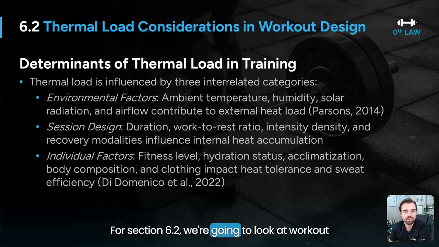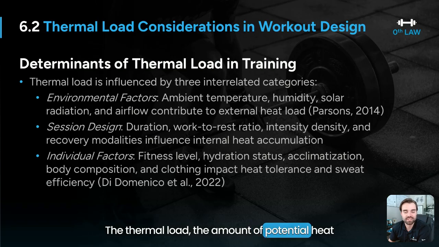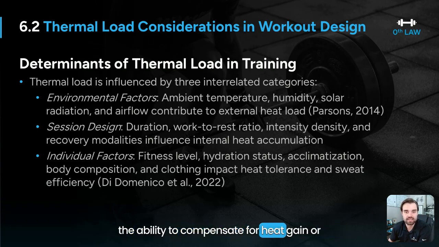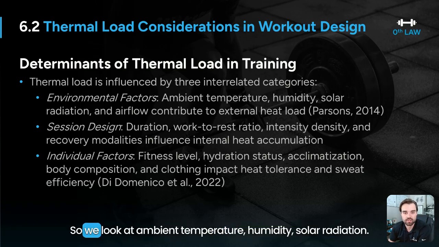For section 6.2, we're going to look at workout design and the consideration of thermal load. So the thermal load, the amount of potential heat storage that athletes are exposed to in training, is influenced by three main categories. And that's the environmental factors, which is going to impact the ability to compensate for heat gain or dissipate heat. So we look at ambient temperature, humidity, solar radiation.